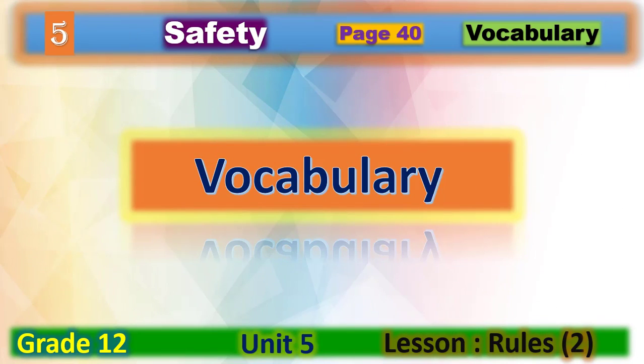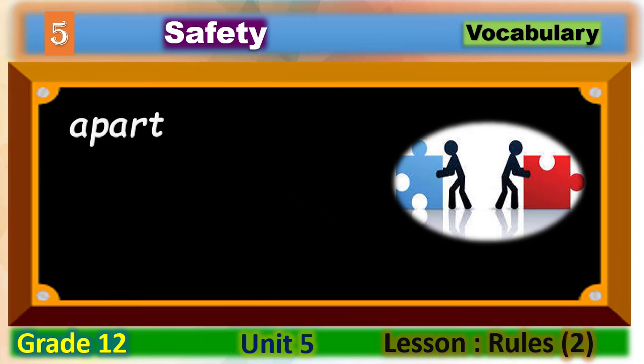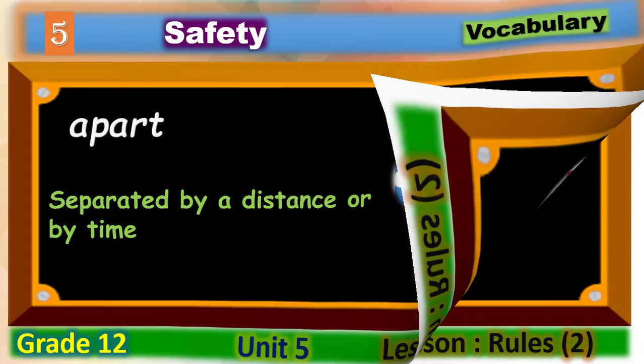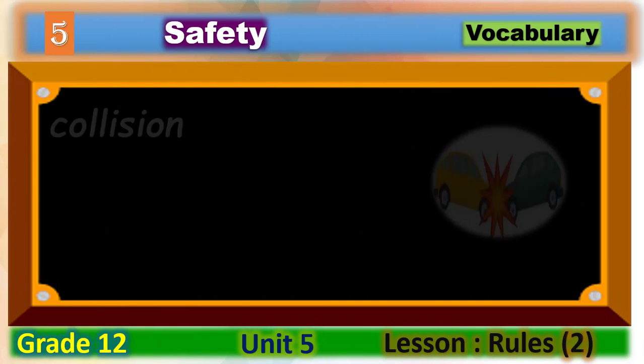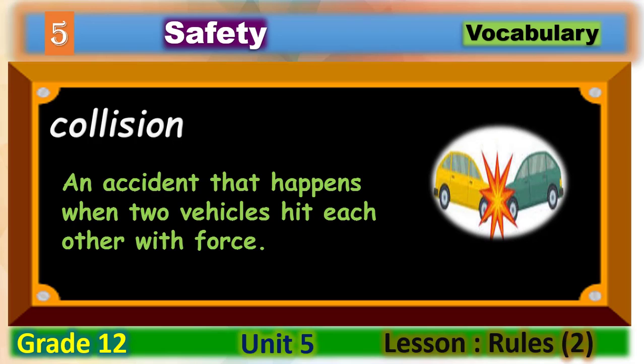Before we start the lesson, let's have a look at some important new words. Let's start with the word apart. Apart means separated by a distance or by time. Collision means an accident that happens when 2 vehicles hit each other with force, as you can see from the picture.